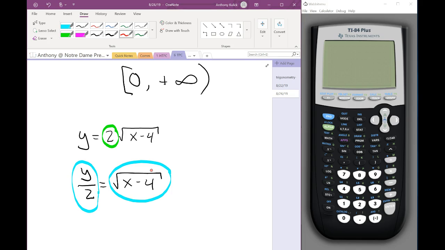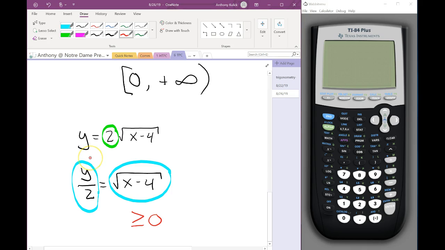You can get 0 also. So that part is always non-negative, because we want to include 0 there. Everybody okay with that idea?